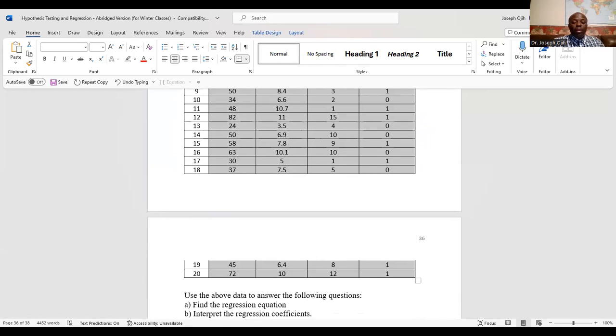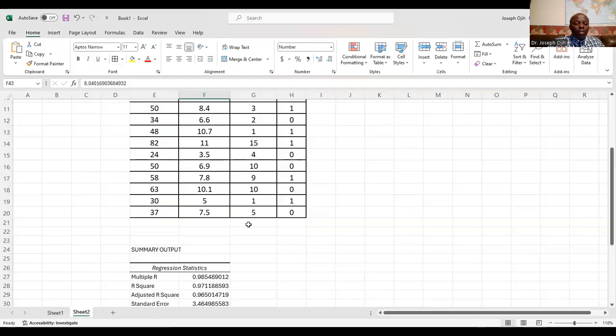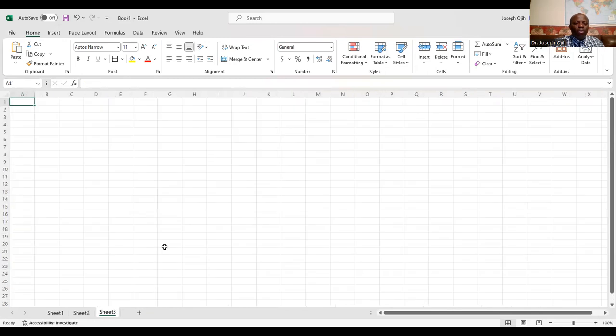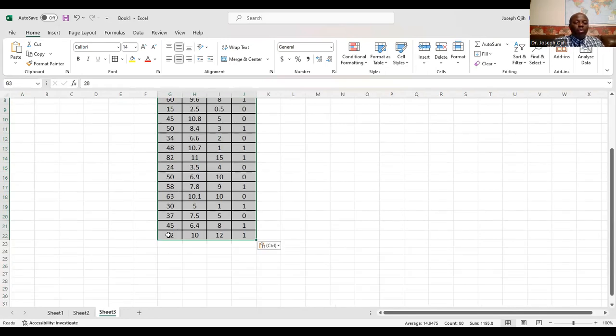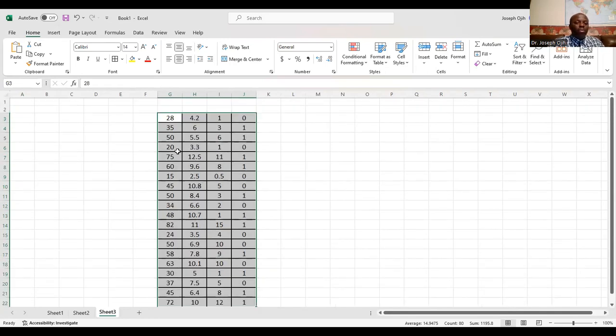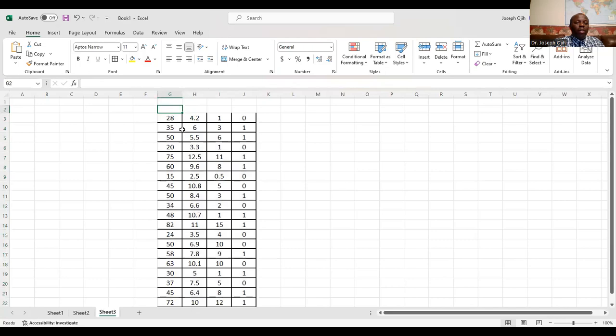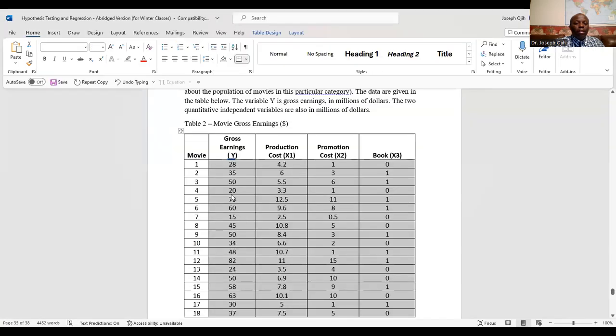Copy it. If you look at the Excel we have, yo, I missed 2 lines. Okay. So I'm gonna open a new book. Press this here. I missed 2 rows, so it was giving a different answer. So this one we're gonna be the estimate gross earnings and production costs.